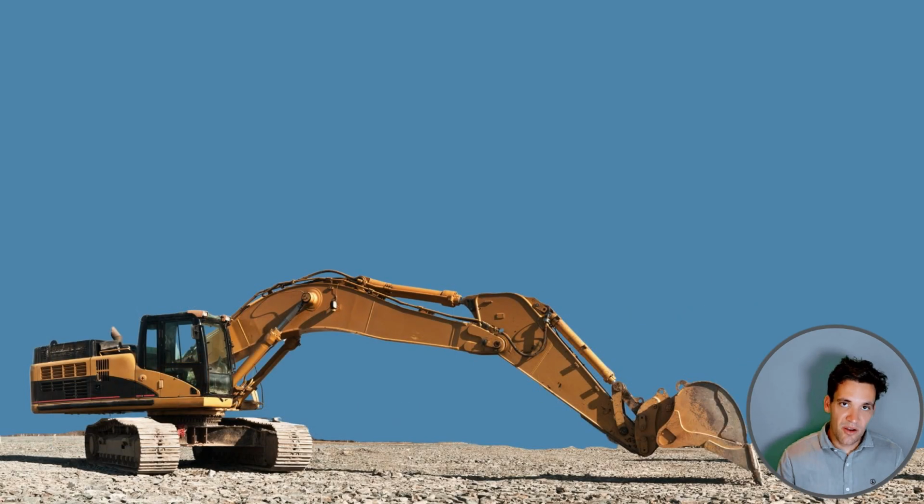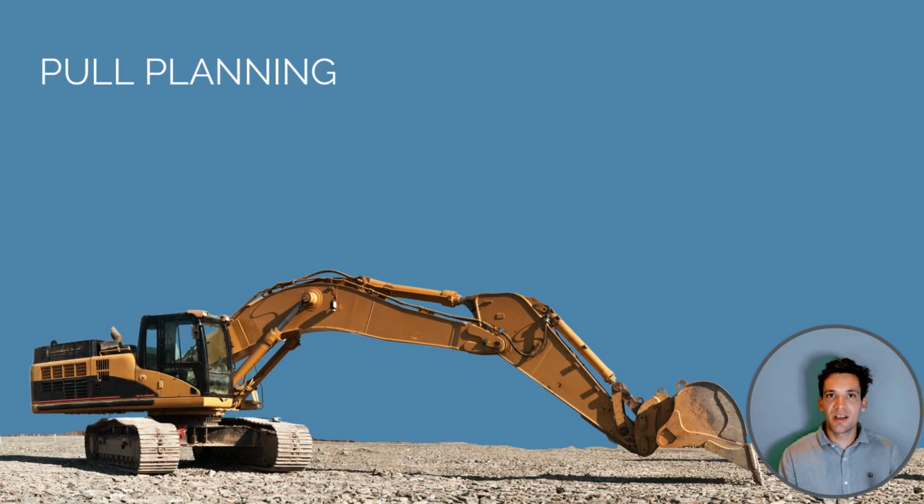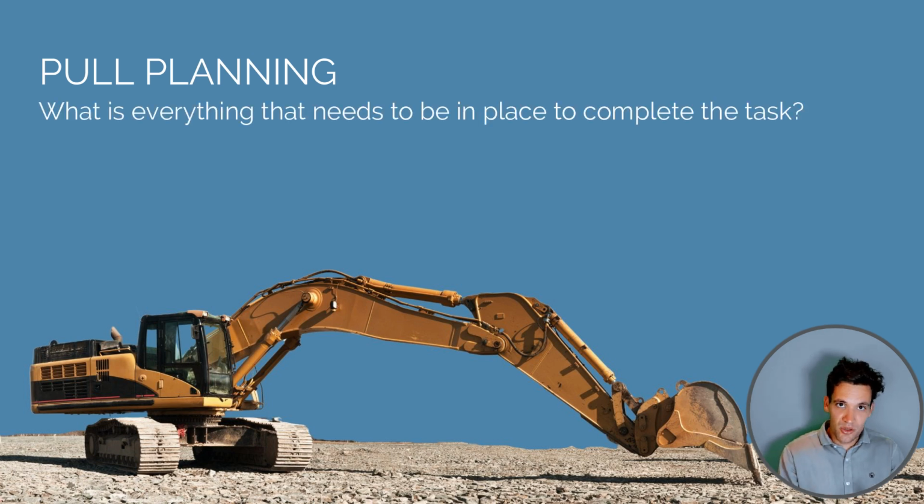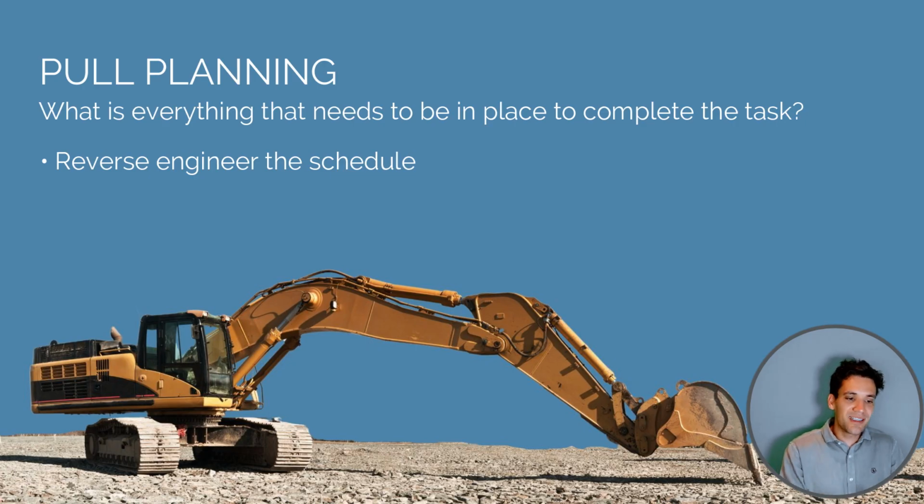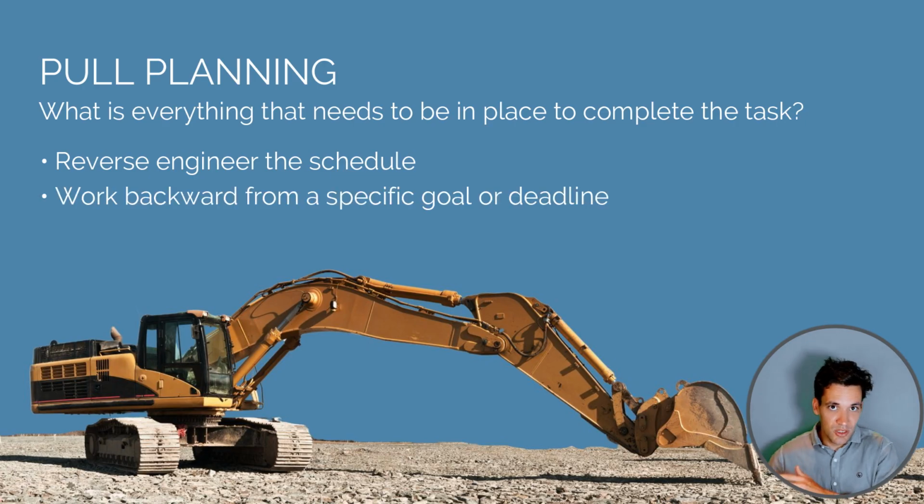Whenever we're preparing our 3-week look ahead, we want to use the concept of pull planning. So the master schedule is just going to have a high level activity like basement excavation. When we're talking about what goes into our 3-week look ahead, we want to reverse engineer a schedule. We always want to be asking ourselves, what is everything that needs to be in place to complete the task? We want to work backwards from a specific goal or deadline, and we just need to think through what is everything that needs to be in place to complete the task.